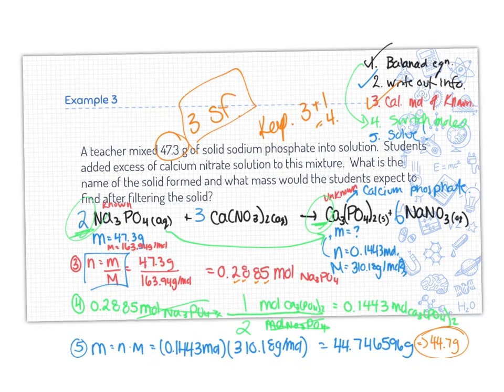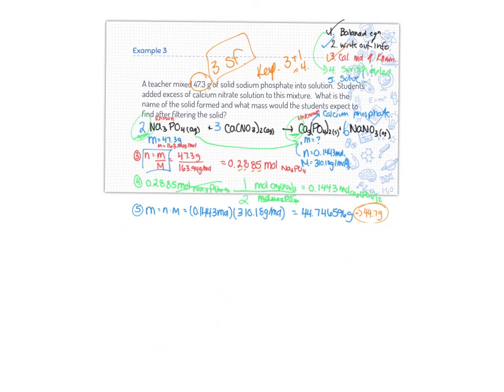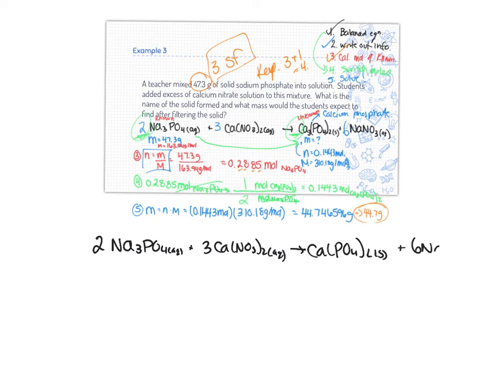Now, there's one other way to do stoichiometry. We're going to take the exact same first 2 steps. So we're going to write out our balanced equation. I'm just going to copy it from above. So 2Na3PO4, 3Ca(NO3)2, make Ca3(PO4)2, and 6 NaNO3.